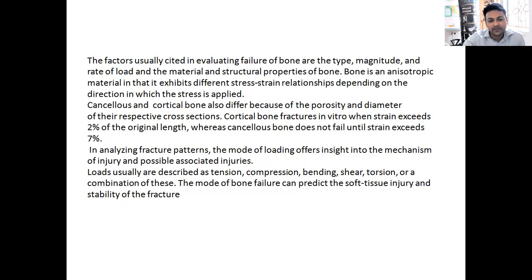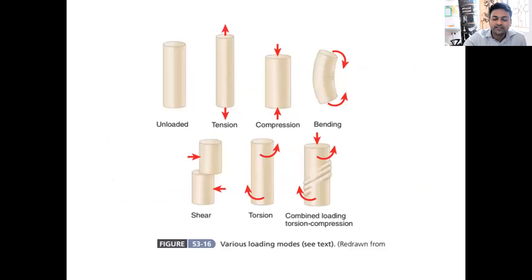Loads usually are described as tension, compression, bending, shear, torsion, or a combination of these. The mode of bone failure can predict the soft tissue injury and stability of the fracture. Here you can see the different types of forces which are acting on the bone, which will lead to the fracture pattern. The first one you can see is the unloaded bone. The second one is the distraction force. The next one is the compression force on the fracture site. The others are the bending force, a shear force, a torsional force, and a combination of all.